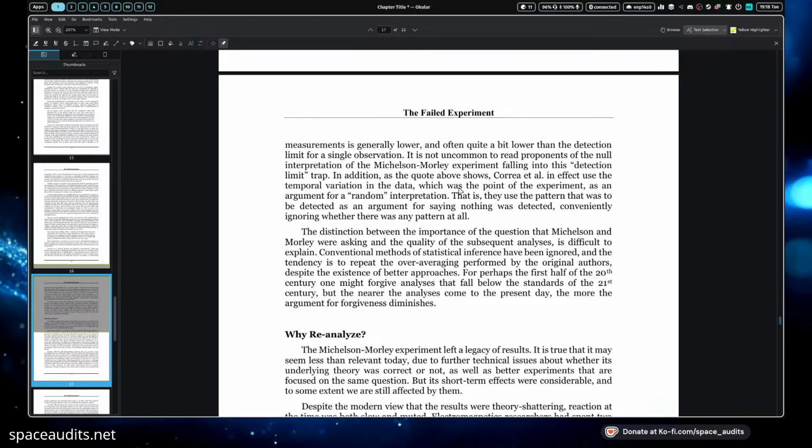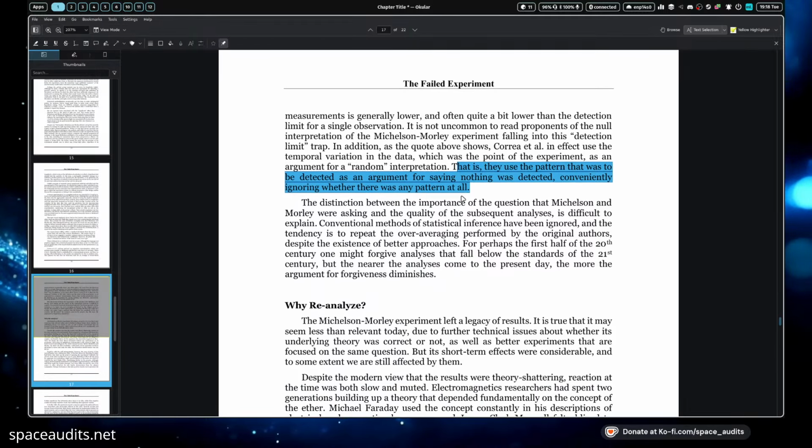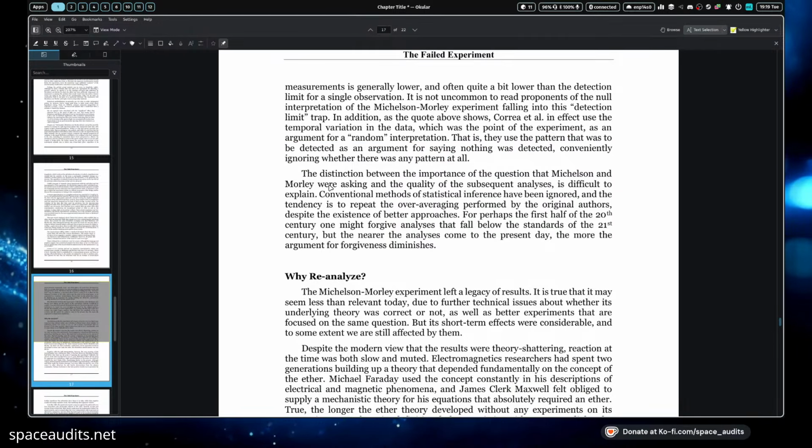Anyway, in addition, as the quote above from Correa and others shows, they used the temporal variation in the data, which was the point of the experiment, as an argument for random interpretation. They used the pattern that was to be detected as an argument for saying that nothing was detected, conveniently ignoring whether there was a pattern at all. Pretty much what Roberts did. He was like, oh, this pattern? This is what it would really look like if there was no pattern and this was just all errors. It would be identical. Just ignoring the fact that there was a pattern. So the whole thing was just a bunch of defective measurements that kept repeating and persisting for 30 years across 3 apparatuses and locations and latitudes.